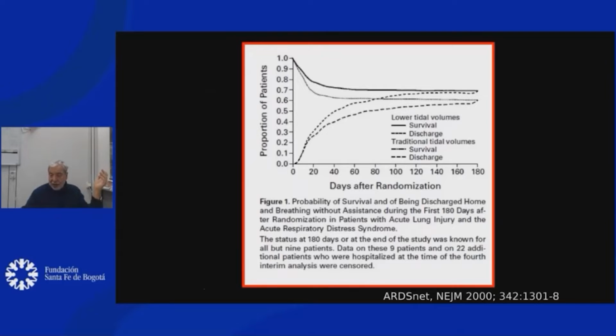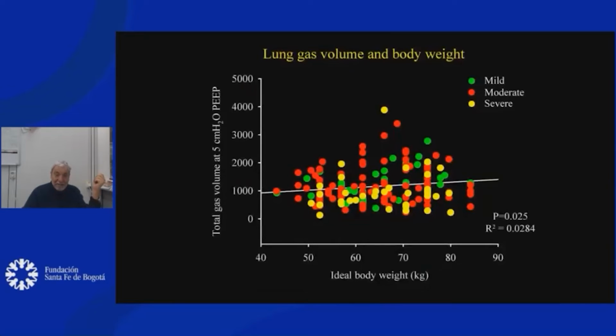Everybody knows the classical ARMA study, and we know that higher tidal volume, 12 in this case, was worse than lower tidal volume, 6. Be careful not to go too low with the tidal volume, because that means severe hypoventilation.